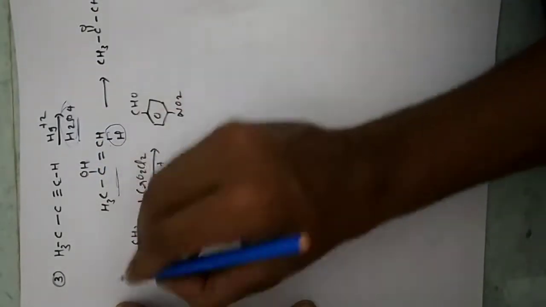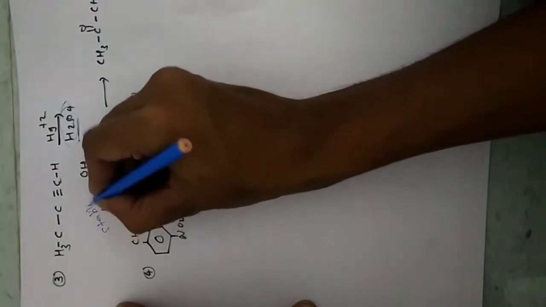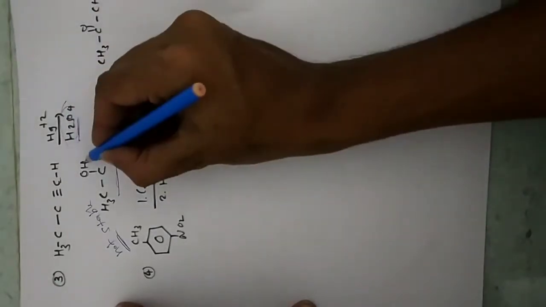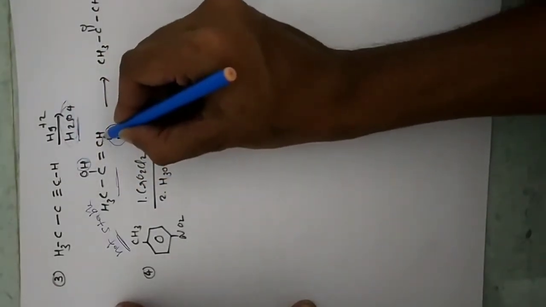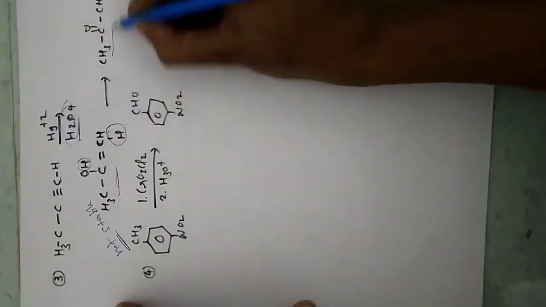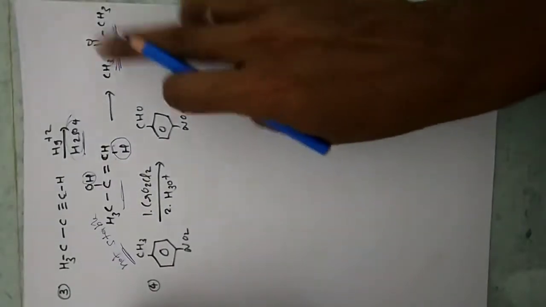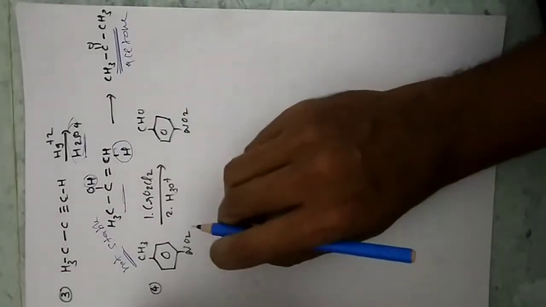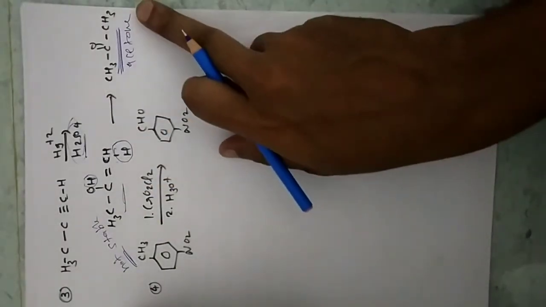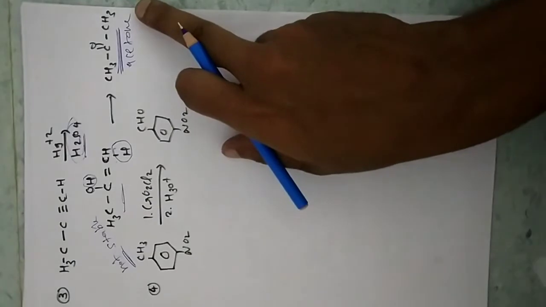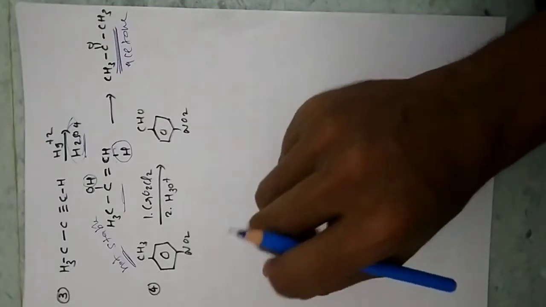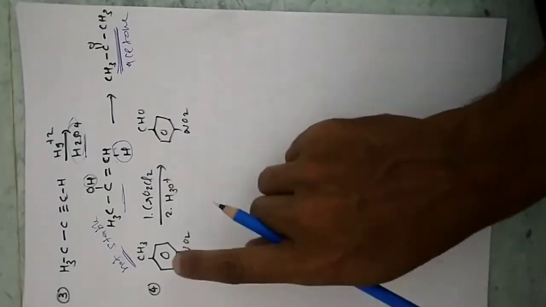Now this one is not stable. So what happens here? This hydrogen will go to the terminal carbon, forming a double bond here. So you will get this product, CH3COCH3, acetone. Okay, this one is hydration of alkyne.